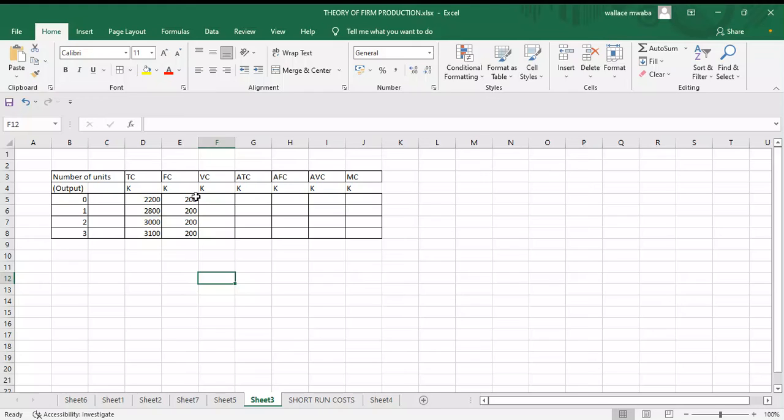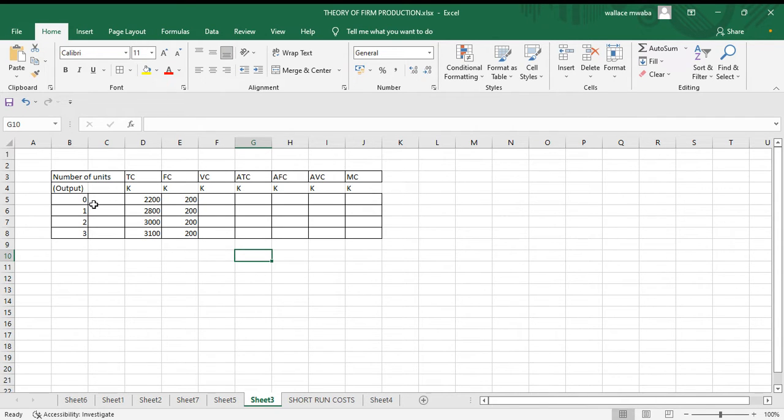And how we can calculate our costs: our variable cost, our average total cost, average fixed cost, average variable cost, and our marginal cost. We've been given a table here. We've been told a certain industry is producing a certain good.